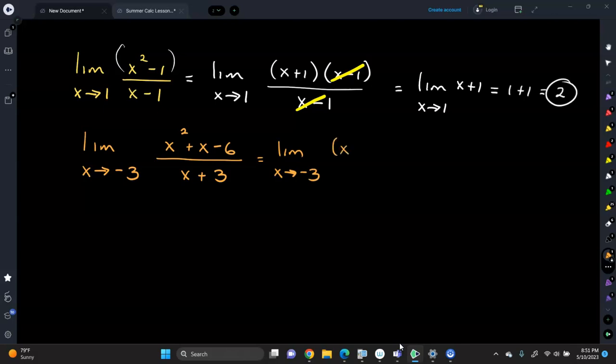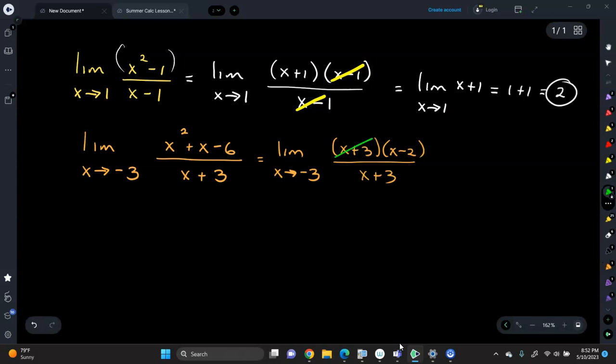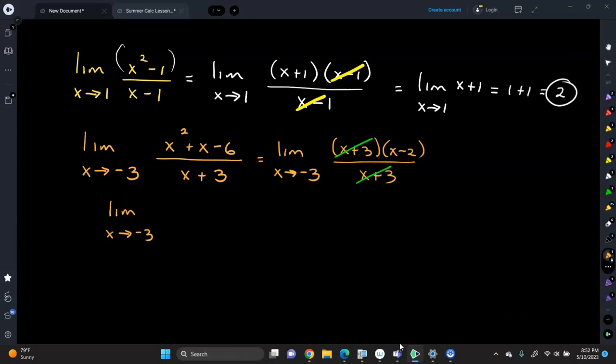So the numerator is going to factor as (x plus 3)(x minus 2) over (x plus 3). That's how my numerator is going to factor. And by doing that, my x plus 3's will cancel, and I'm left with the limit as x approaches -3 of x minus 2. So if I substitute the -3 in there, I get -3 minus 2 equals -5. Pretty simple, right?